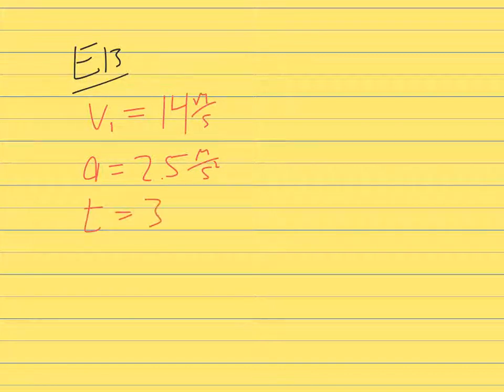Exercise 13, a car traveling with an initial velocity of 14 meters per second. So V initial, it actually has an initial velocity this time, unlike the last problem. And the initial velocity is 14 meters per second. Accelerates at a constant rate of 2.5 meters per second squared. So acceleration equals 2.5 meters per second squared. And it's going to accelerate for a time of 3 seconds.